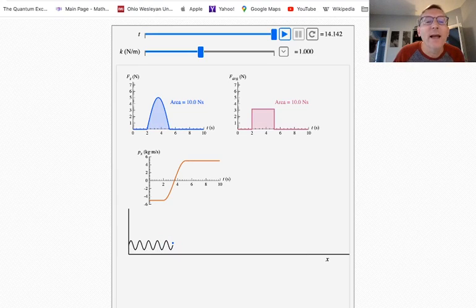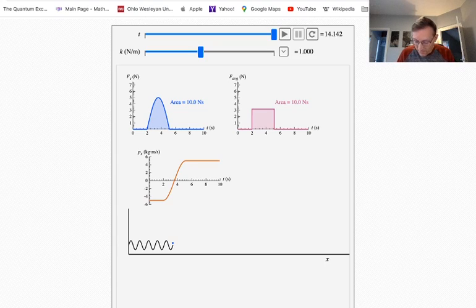The top one, F spring in newtons versus time in seconds. The blue trace is the actual spring force as a function of time. That's a kind of a complicated graph. The area underneath it is shaded light blue. That area, that's the impulse. Look at that. It tells me what the area is, which is convenient because I wouldn't be able to just look at that and tell what the area is. The animation tells me the area under that plot is 10, and the unit is Newton times second.